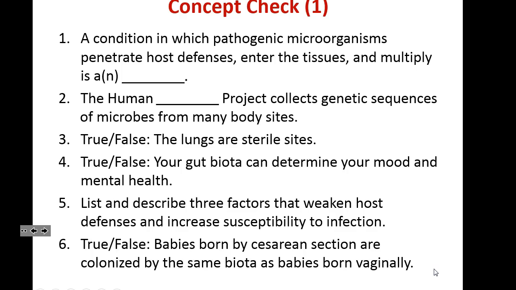List and describe 3 factors that weaken host defenses and increase susceptibility to infection. What are 3 factors? Age. Congenital defects. So that goes back to genetics. Immunocompromised. What about the very young? Old and the very young.